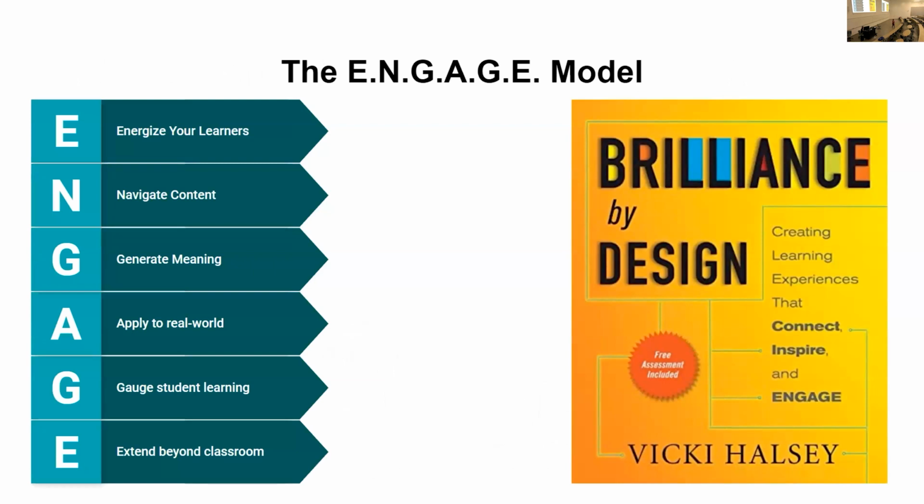In this particular book, Brilliance by Design, she looks at the 6 letters of the word ENGAGE, and each of the letters stands for something that together helps in student engagement, or engaging your audience. So E is to energize your learners. How do we energize our learners? How will we help them navigate our content? How do we have them generate the meaning from what they've learned?